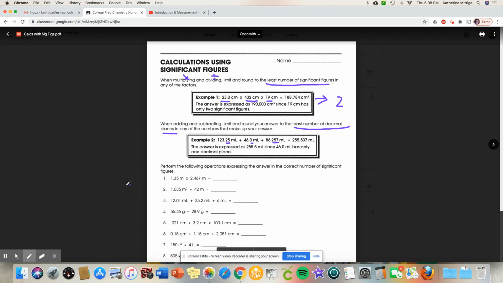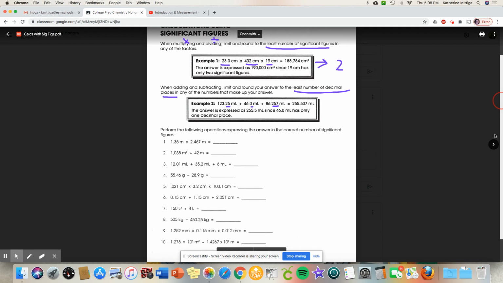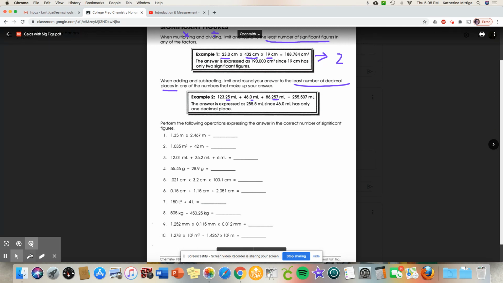Okay? Why are those two rules different? Honestly, I don't know. Look it up and let me know. Teach me something, okay? All right, so the first thing I'm going to do is do the math as normal, and then we'll round our answer to the proper sig figs, okay?